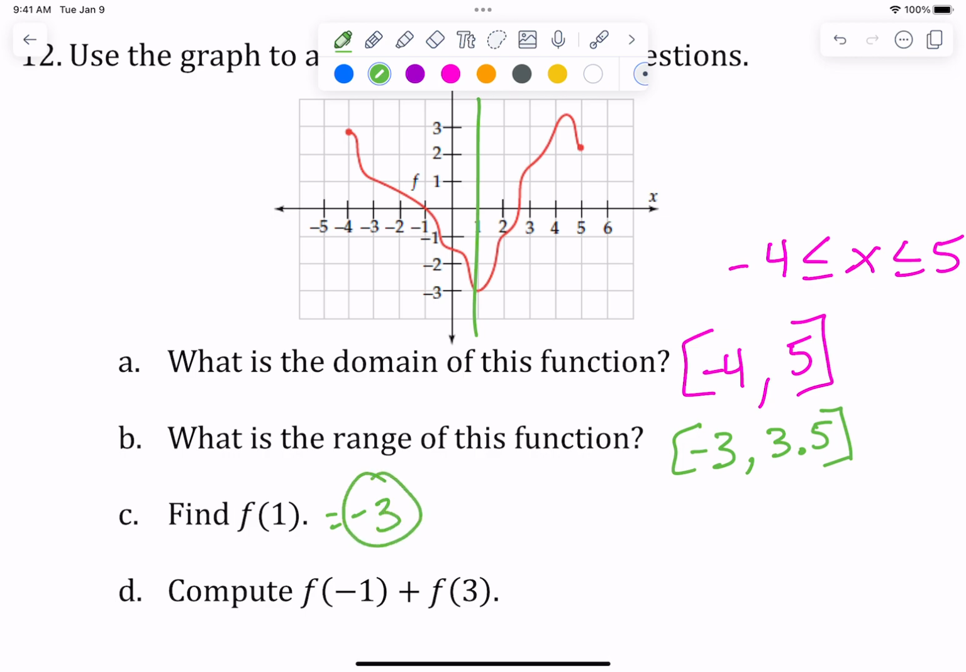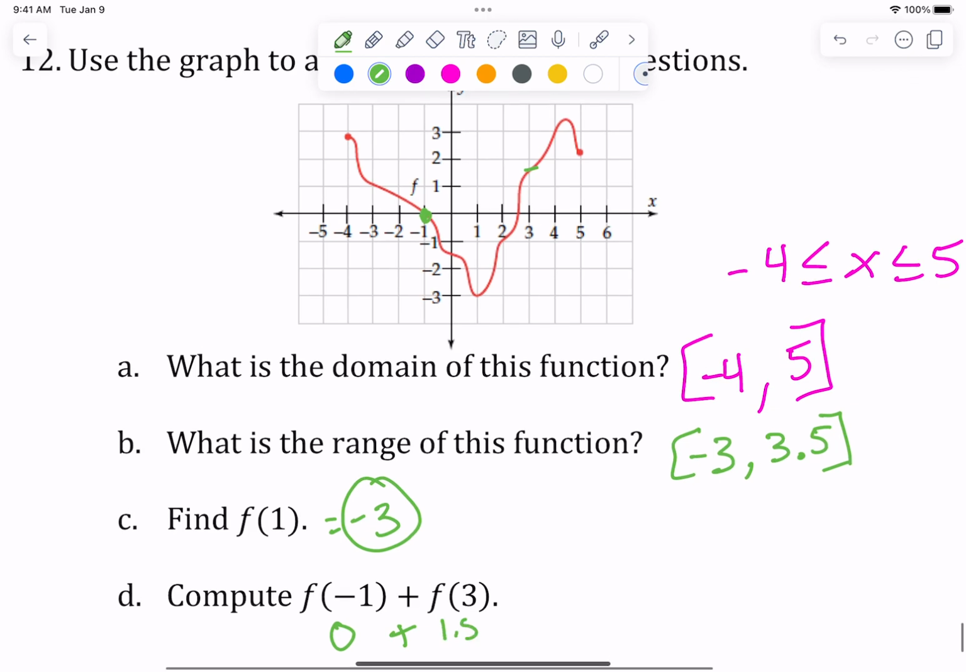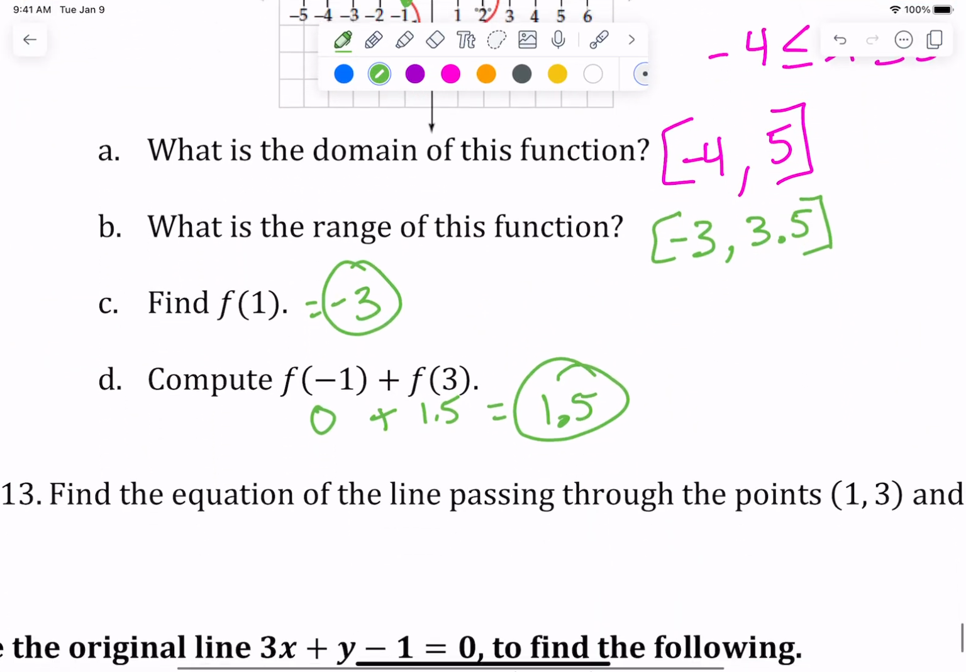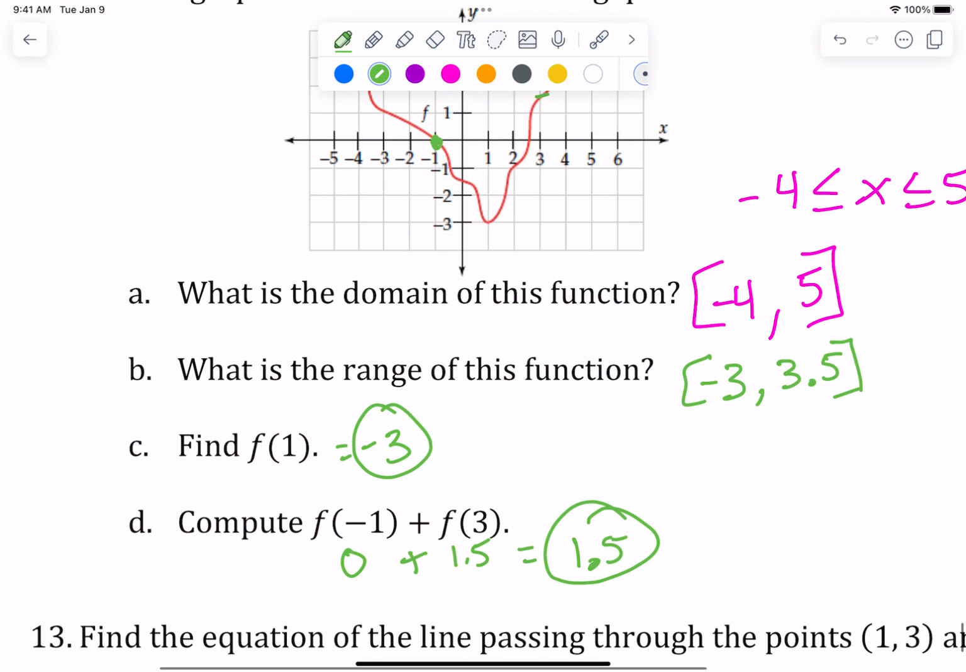Find F of -1 plus F of 3. F of -1, he's touching at 0. So I have 0 plus, what's F of 3? 1.5-ish. So 1.5. As long as you're close, if there's ever a question, I'll take roughly. I'm not going to count you off if you say 1.6 or something like that. It's around 1.5. Good.